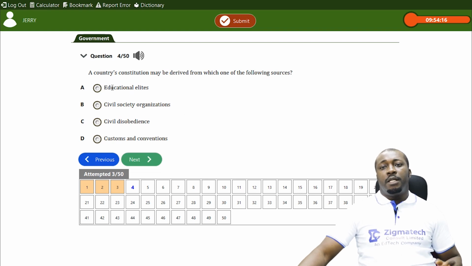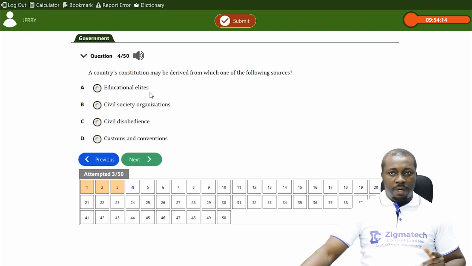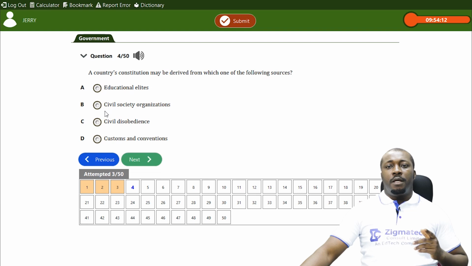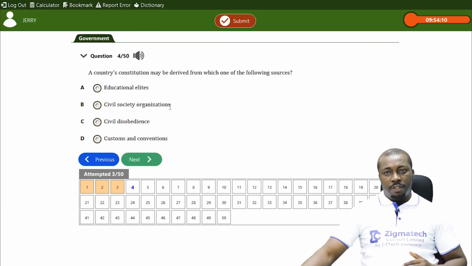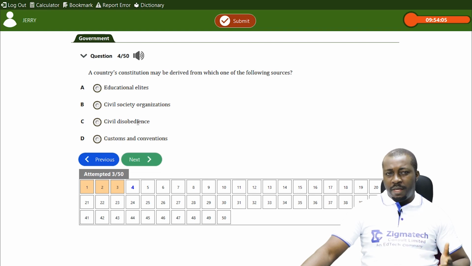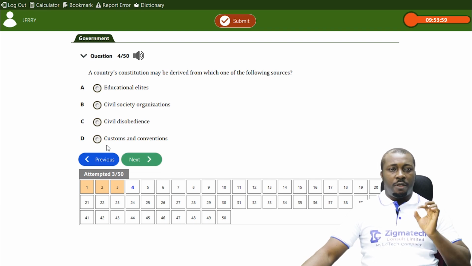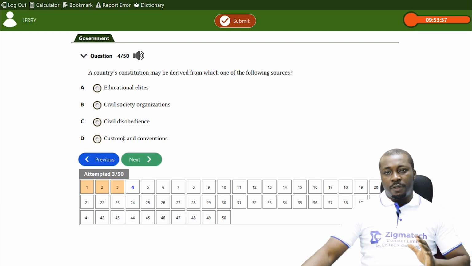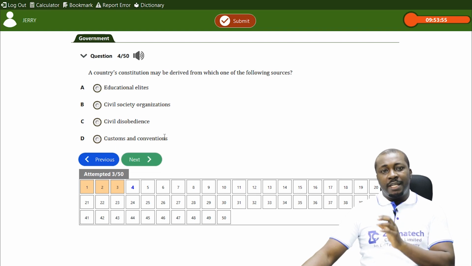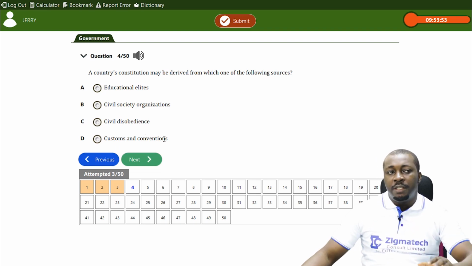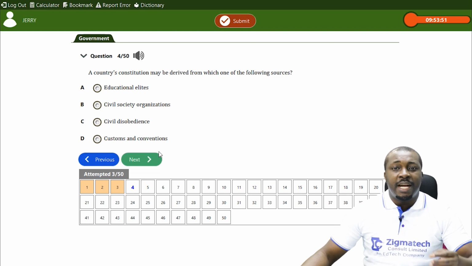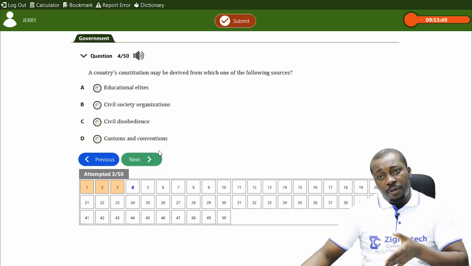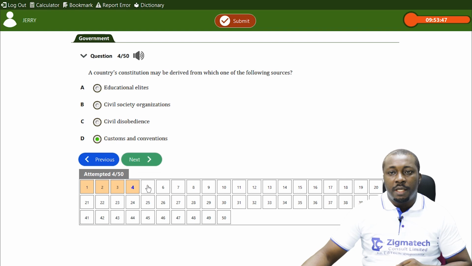Now, if you look at A, it says educational elites. No. B says civil society organizations. No. C says civil disobedience against the government, boycotting the government. No. D, like I mentioned, customs of the people can be a source of constitution. Conventions, acceptable practices and routines of the people over the years can be a source of the provision of the constitution. So D is the answer.